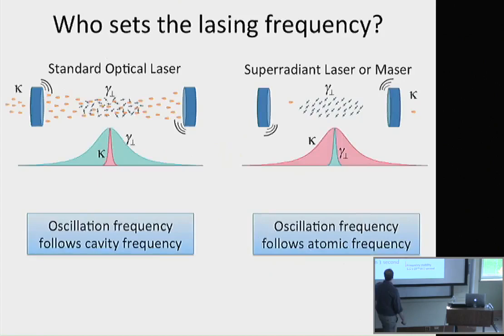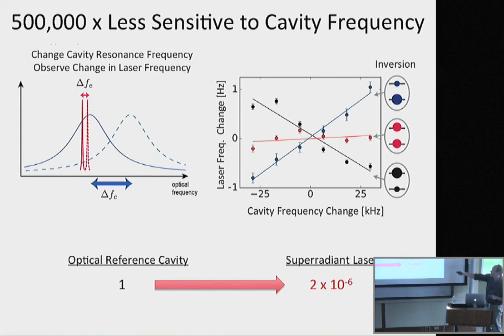Okay, so who sets the lasing frequency? I gave this spiel at the beginning that it will be the atoms that set the lasing frequency, so we can do this measurement where we shift the resonance frequency in the cavity and ask how much the frequency of the light changed by. So here's the laser frequency, the frequency of the light coming out, and that's the change with some offset, and it's in hertz. Here's the shift in the cavity resonance frequency in kilohertz. Okay, so it's barely moving.